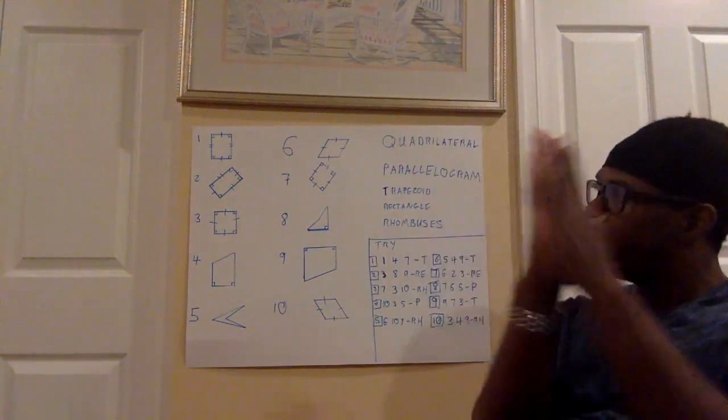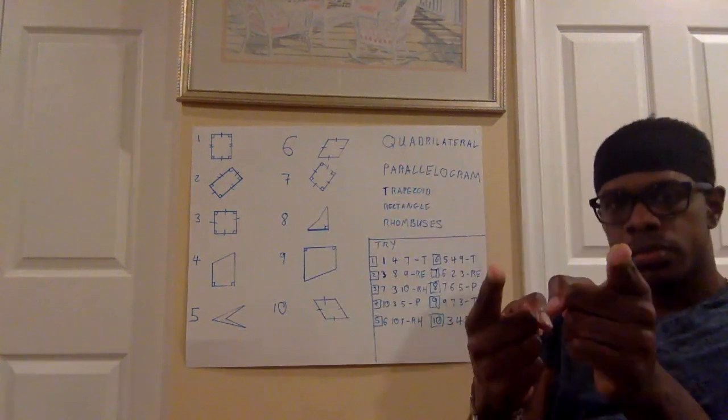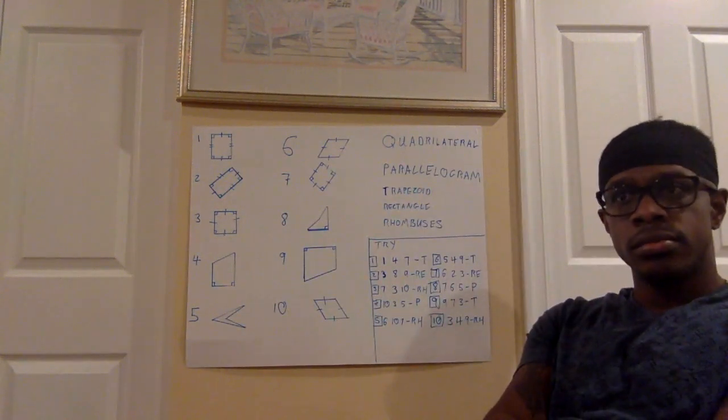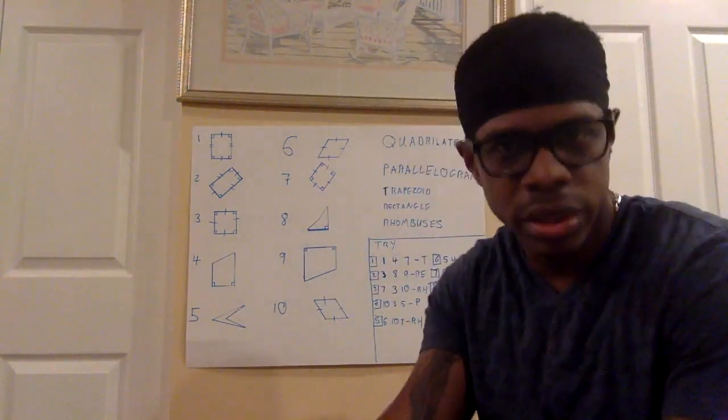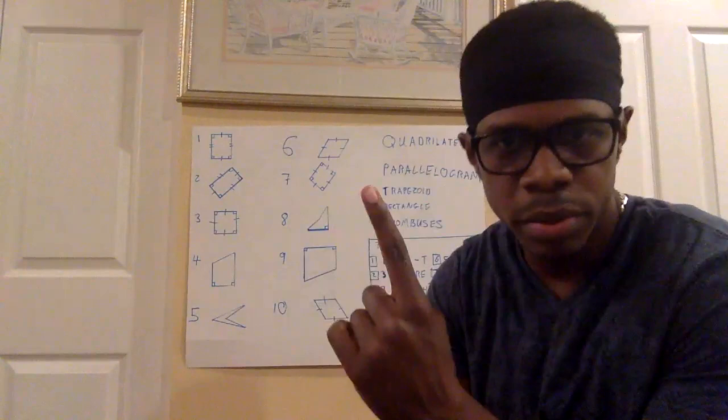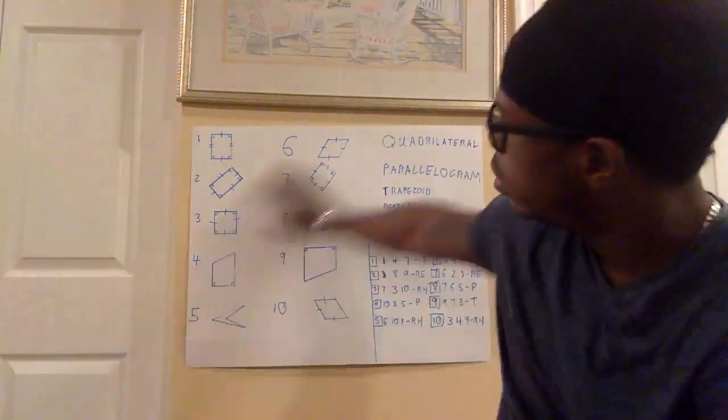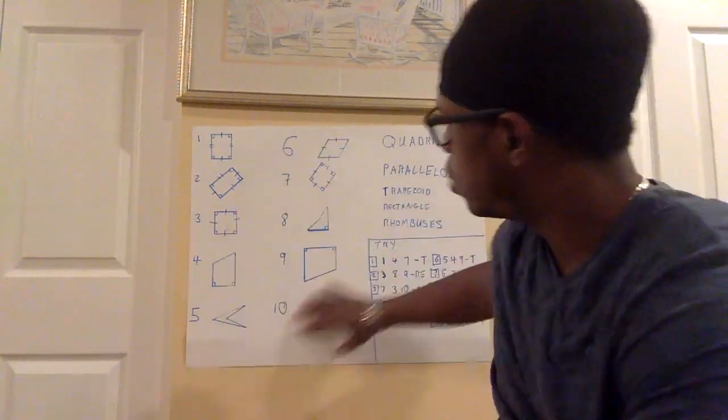So you're doing the right thing. You pause the video and you're back. All right. A trapezoid is a quadrilateral or four-sided figure with one pair of parallel lines. Now, can we see which ones would be a trapezoid?